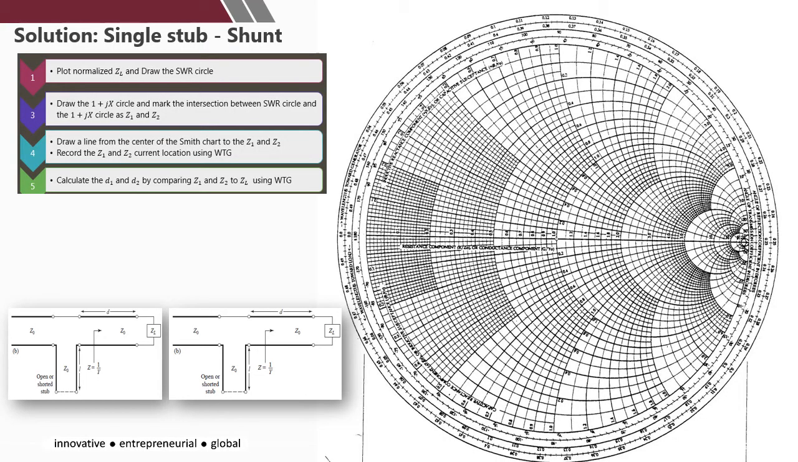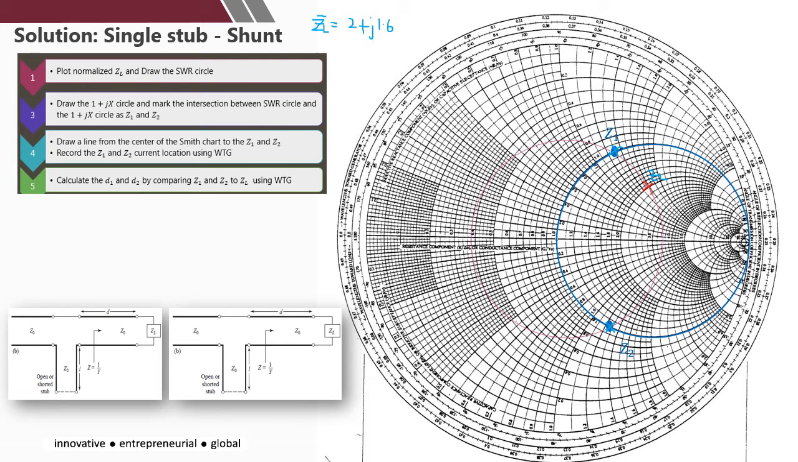Your normalized ZL just now equals 2 plus J1.6. So 2 plus J1.6 is here. So this is your ZL. And then draw the SWR circle as usual, centered from the center of the Smith chart. And then draw the 1 plus JX circle. And then mark the intersection between both circles as Z1 and Z2. So Z1 on top and Z2 at the bottom.